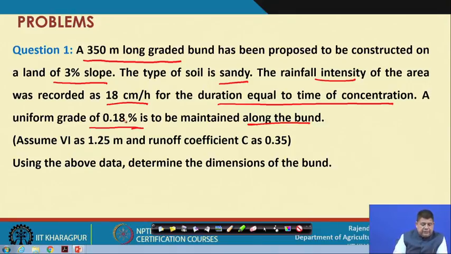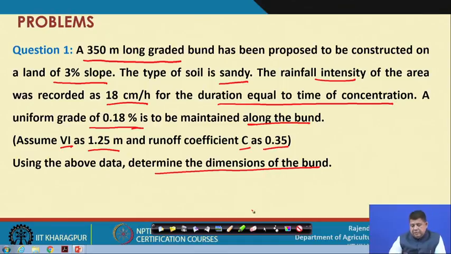Further, the problem says to assume VI, that is vertical interval, is 1.25 meters and runoff coefficient C is 0.35. Using the above data, determine the dimensions of the bund. We saw that dimensions of the bund simply means we have to design or decide on the top width, the bottom width, height, and side slope of the bund.